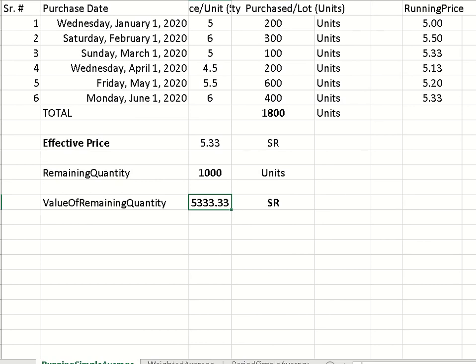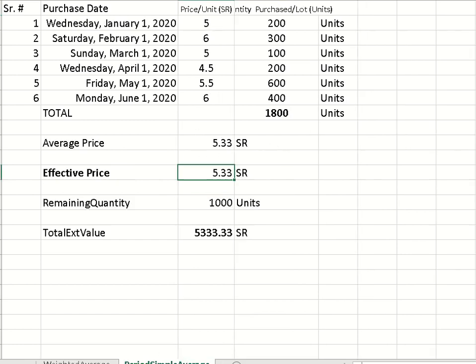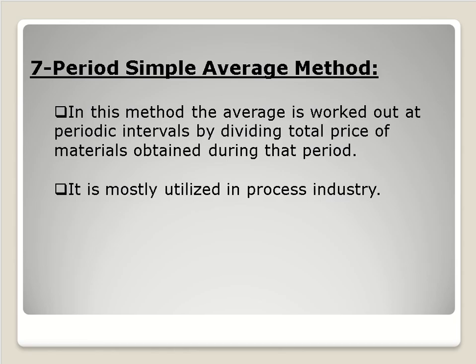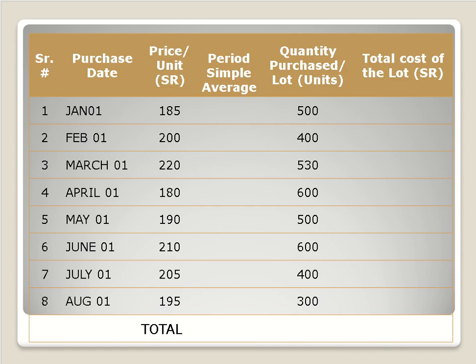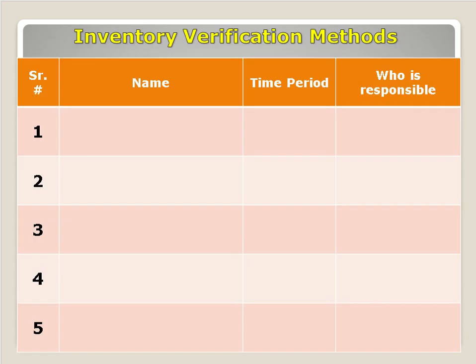All right, so the running simple average is from the beginning of the observation continuously, whereas here you specify a certain period, maybe the first quarter, and then you can come out with the second quarter average price, because it is on a per period basis. Okay, so these are examples which you can practice on.